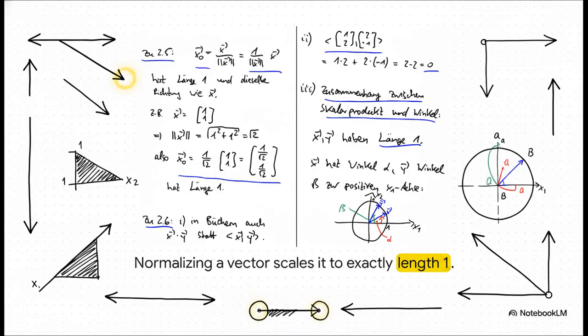First up, normalization. As detailed in the lecture notes here, to normalize any vector, you just multiply it by the scalar fraction of 1 over its Euclidean norm. By dividing a vector by its own length, you're basically stripping away its magnitude. What you're left with is a pure directional vector with an exact length of 1. It points in the exact same direction as before, but now it's fundamentally standardized.